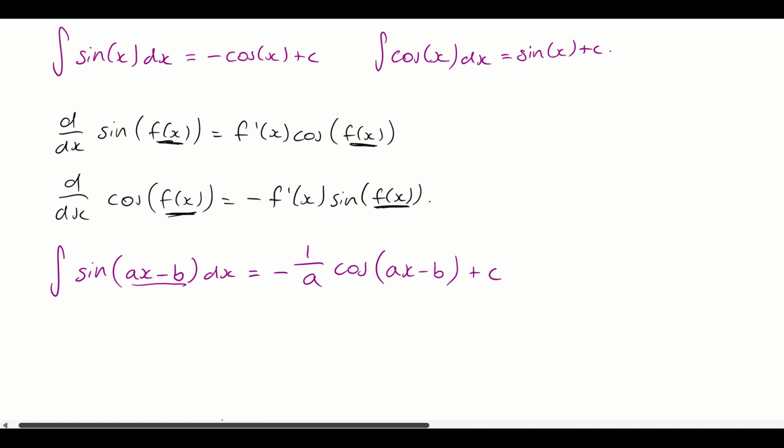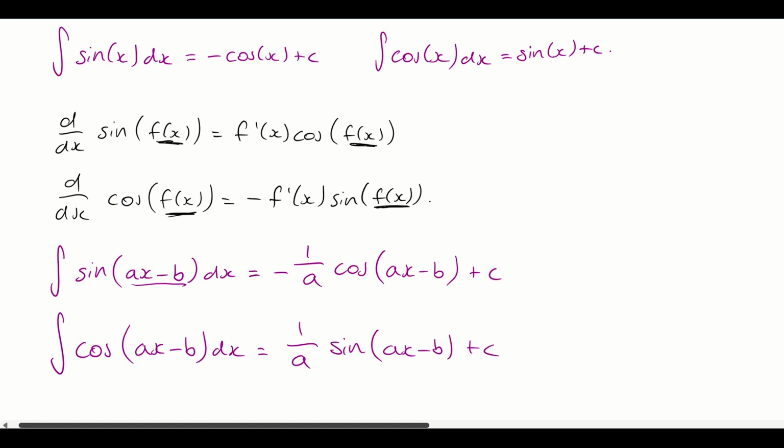And we can expand this idea straight into the cosine of x as well. So the antiderivative of cosine, and again, it has to be a linear function in here, okay? dx is equal to 1 over a times the sine of ax take b. The bit in the middle never changes. And all we're doing is we're multiplying by 1 over, or minus 1 over, the derivative of what's inside here, the derivative of this ax take b.